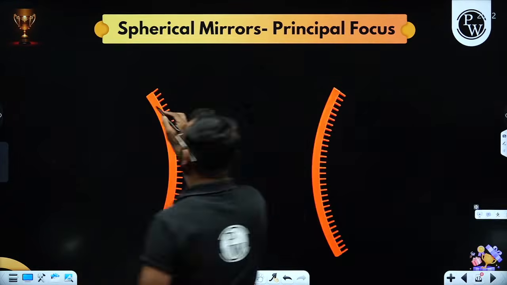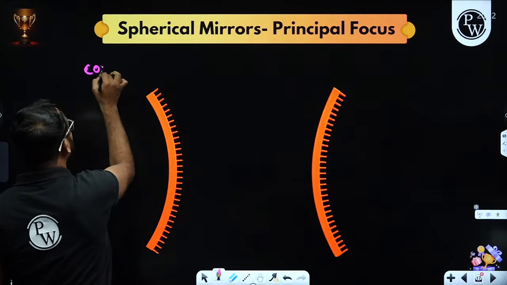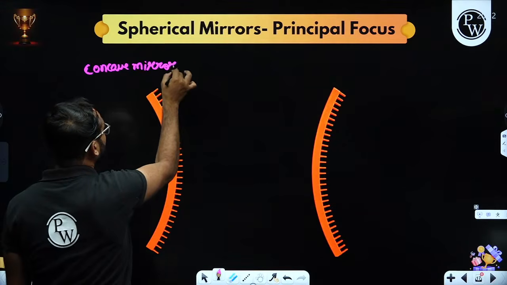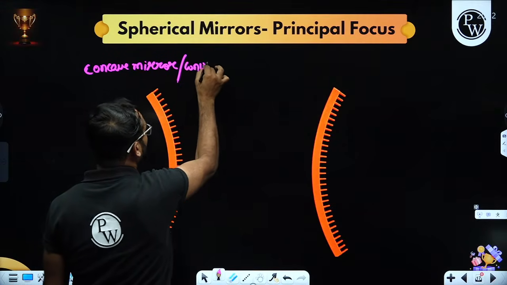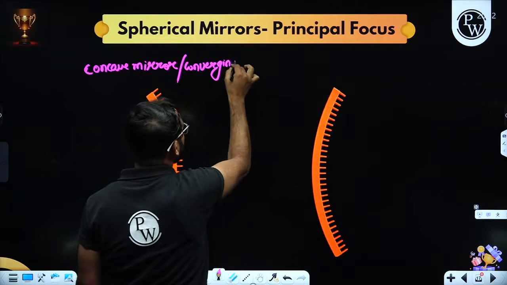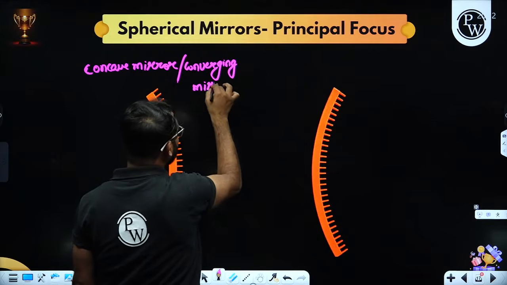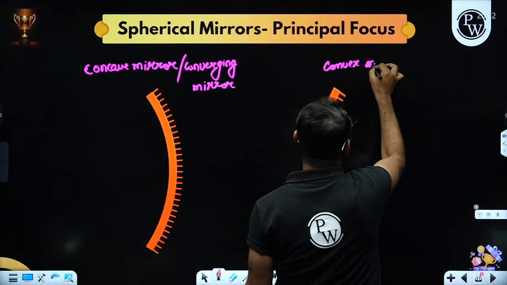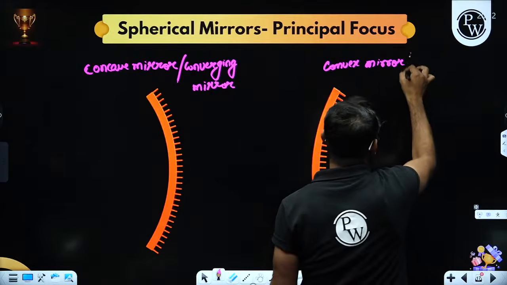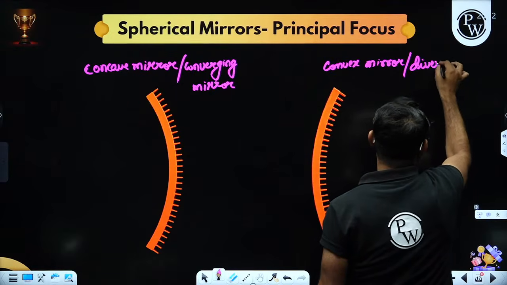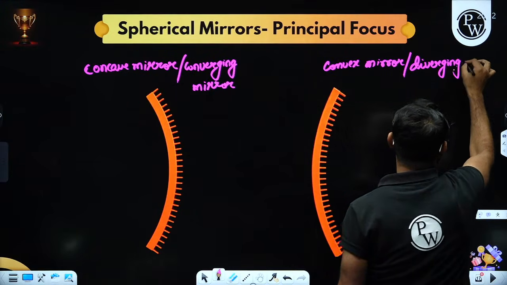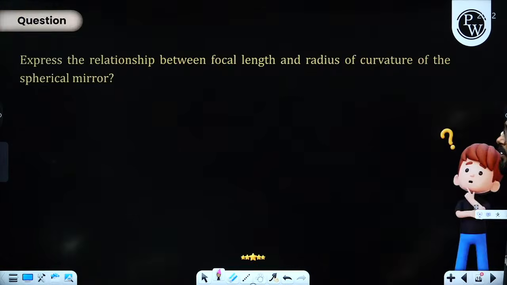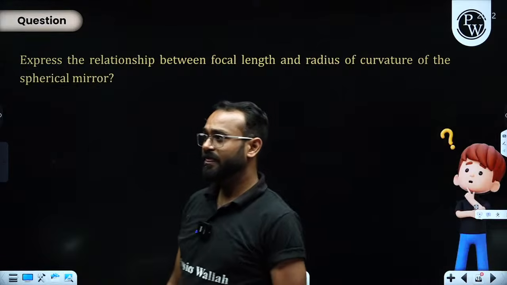Talking about the diagram, this is a concave mirror, or converging mirror. Similarly, this is a convex mirror, also known as a diverging mirror. Clear?